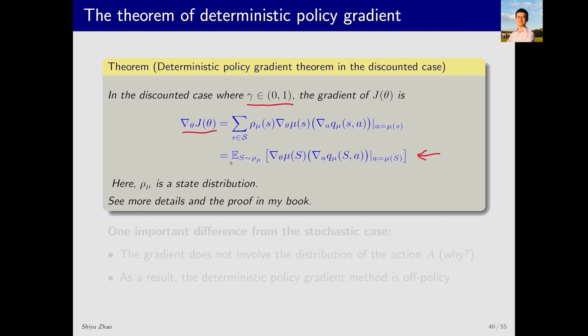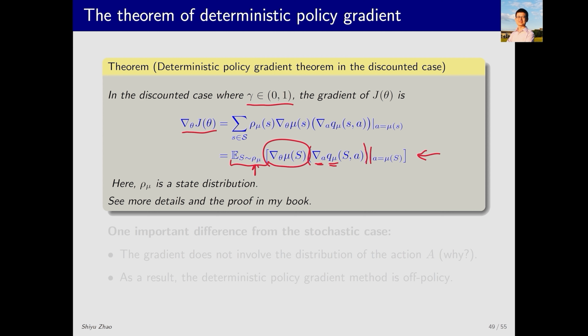Let's have a look at it. This is an expectation. The state S follows a distribution rho mu, whose details can be found in the book. This term consists of two parts. The first part is the gradient of mu with respect to theta. The second part is the gradient of q mu with respect to A. Note that there are brackets in this term. Outside of the brackets, there is a line where A should take the value of mu s.